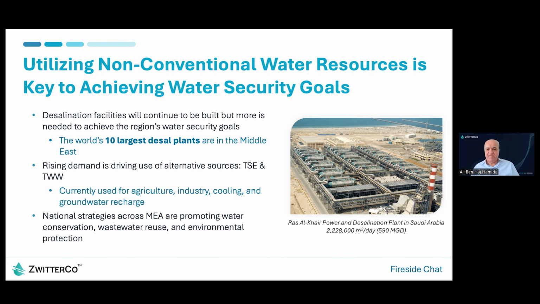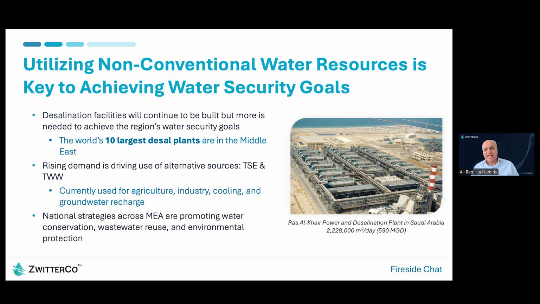Given the limitation of natural water resources in the region, desalination facilities will continue to play a crucial role in meeting growing demand, especially desalination from the sea. However, achieving the region's long-term water security goals will require a broader and more integrated approach beyond desalination alone. All of the world's 10 largest seawater desalination plants are located in the Middle East, highlighting the region's reliance on this technology to address its water scarcity challenge.